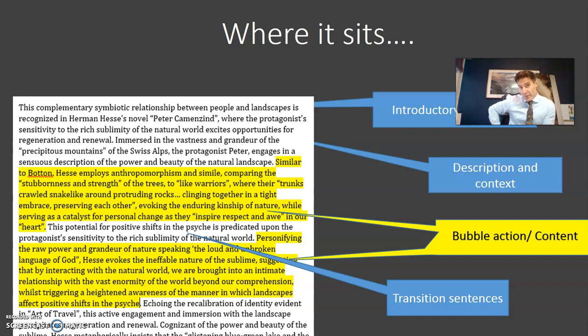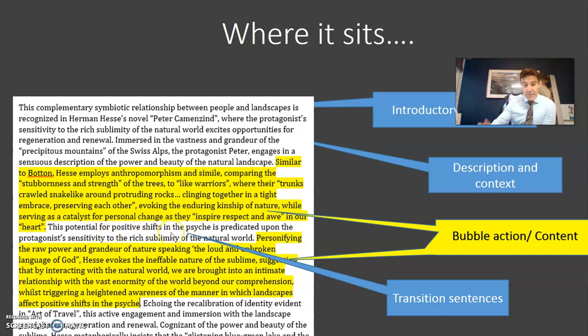You can see there in a normal paragraph, you've got normal introductory sentences, you've got description and context, and then you have rep, what we call rep, which is textual representation of those ideas. So there you see the student describing how the author is using language, firstly to go into a sensuous description of the power and beauty of the natural landscape.